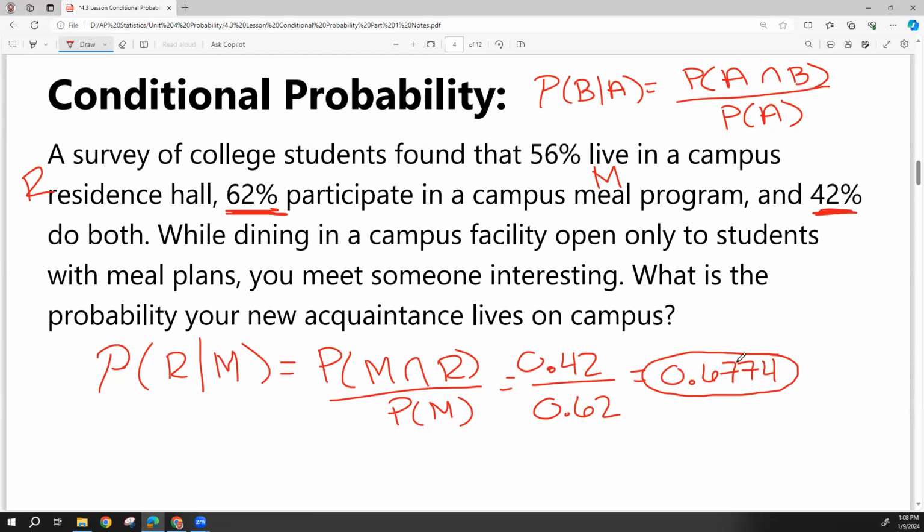So almost a 68% chance that this person we're talking to, who definitely has a meal program because they're in the dining hall, also lives on campus.